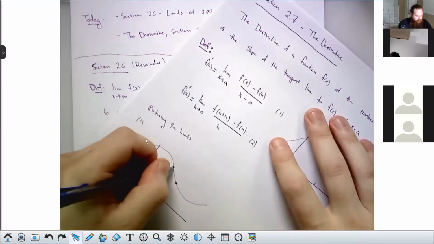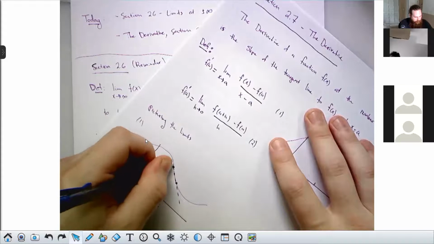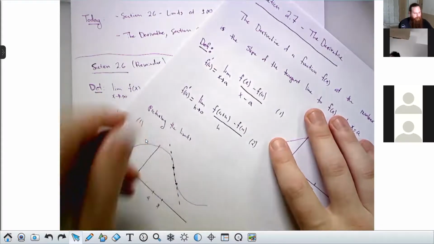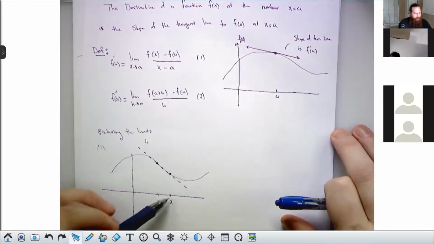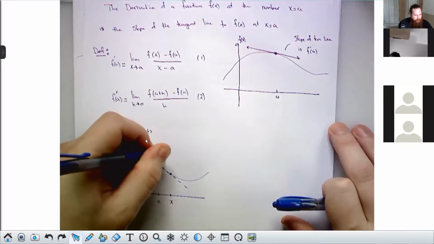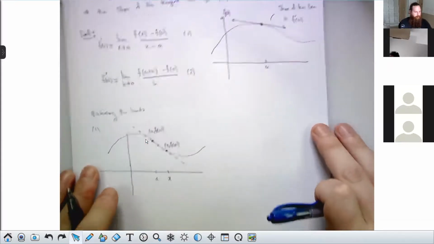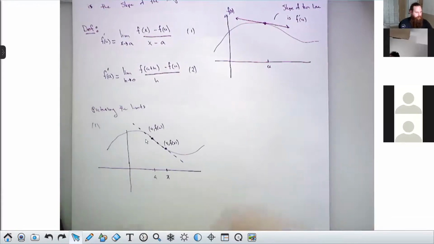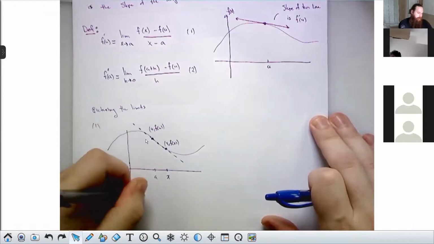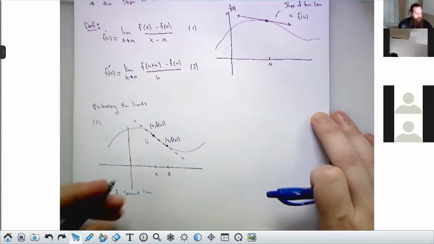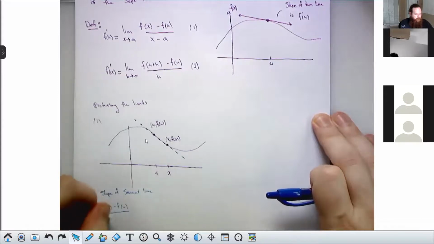I have a different colored pen here. So we draw the secant line to f of x from a to x. This point up here is a comma f of a. This point here is x comma f of x. So the slope of the secant line is y2 minus y1, that's f of x minus f of a, divided by x2 minus x1, that's x minus a.